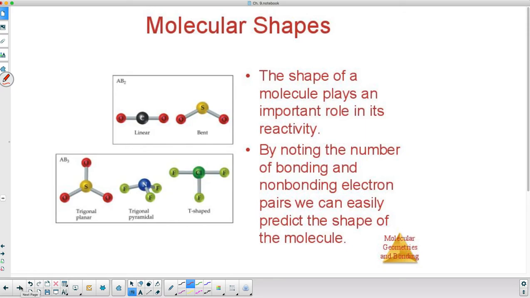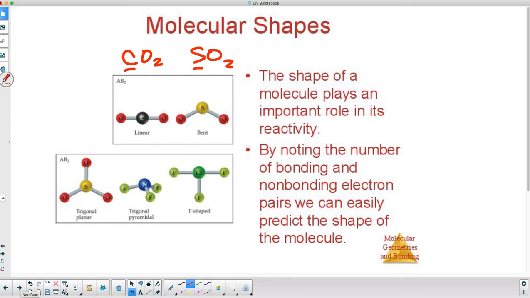So, molecular shapes. Take a look, we have 2 molecular shapes here: CO2 and SO2. You would think that they would look the same because it's something bonded to oxygen, and the difference between C and S is not that big. They're both nonmetals. The only difference is the number of valence electrons they have. But notice the shapes are different. Why are the shapes different?